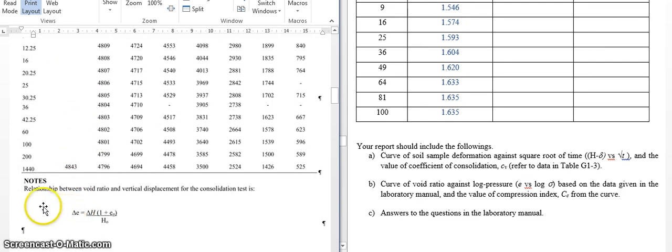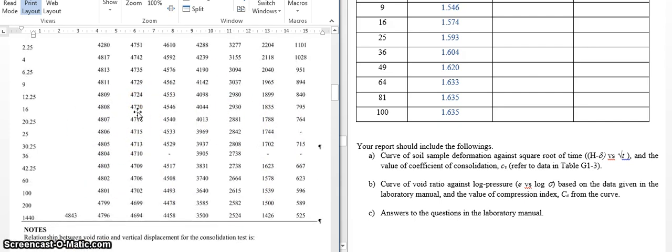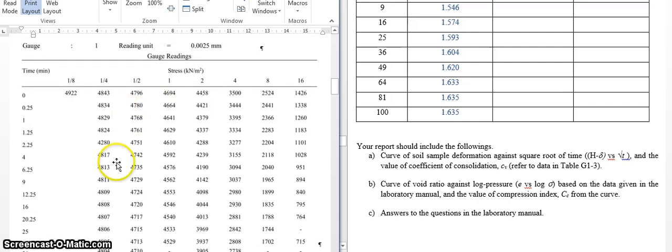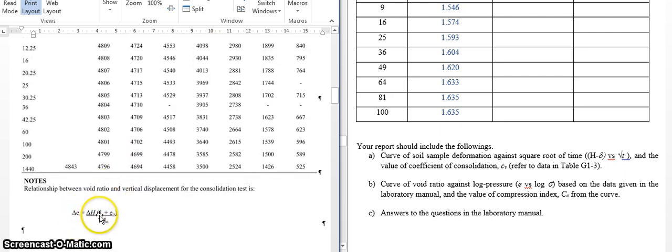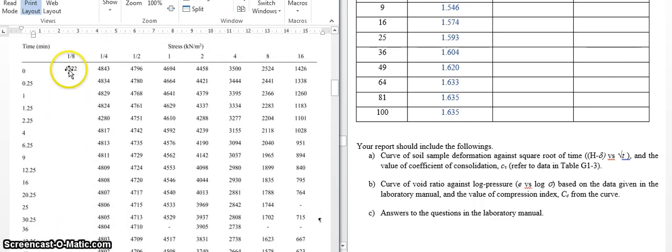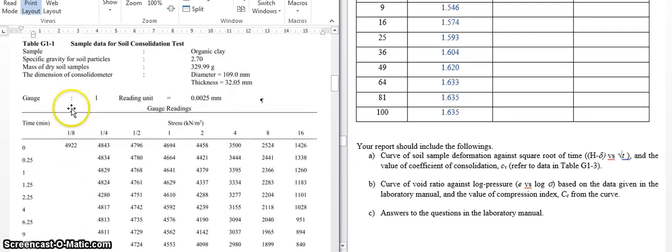So what you have to do is get the relationship between void ratio and the readings. The gauge reading here is representing the deformation. So all the readings need to be converted by multiplying by 0.0025. So you get the deformation in millimeter, and by using that, you can include the readings in this equation. Basically, delta H is the initial reading minus the final reading.